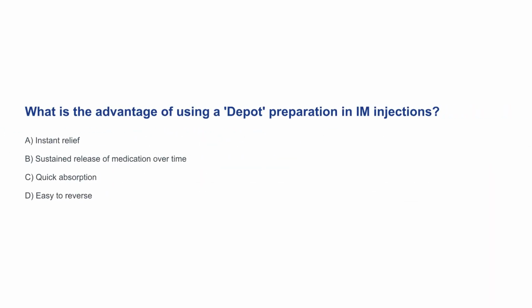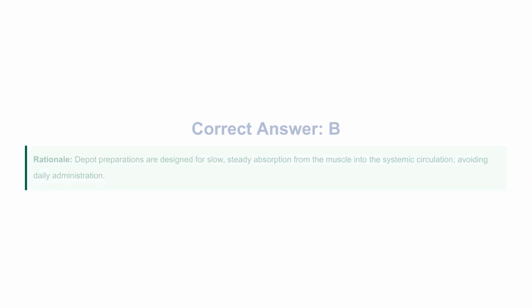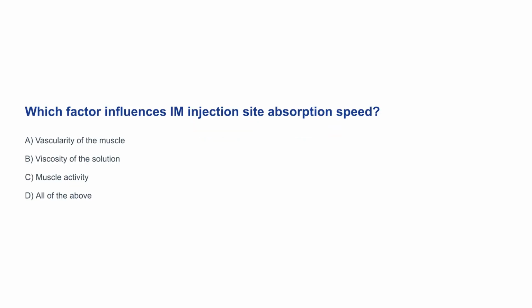What is the key advantage of using a depot preparation in intramuscular injections? The correct answer is B. Depot preparations provide a sustained release of medication over time, allowing for less frequent dosing by slowly absorbing from the muscle.